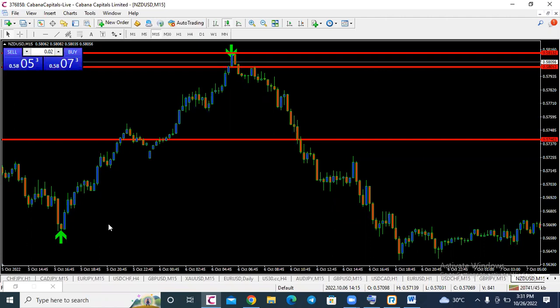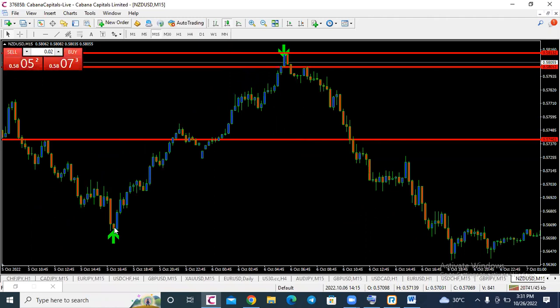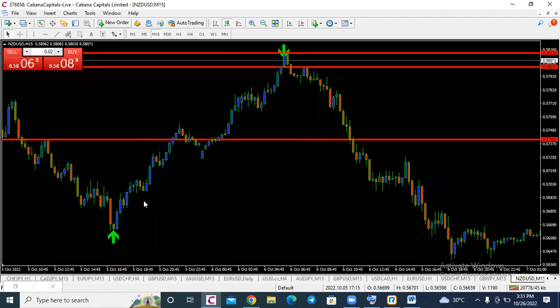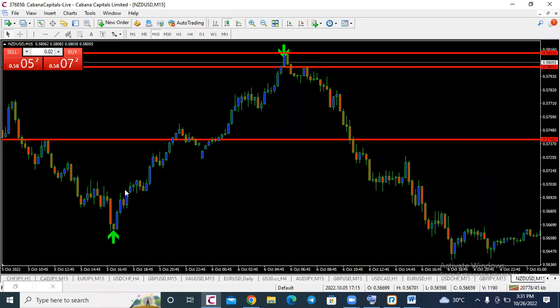Here is a valid example of a buy setup. You can see the arrow is below a candlestick. After the close of that candle, you execute a buy trade. Sorry, this is a buy signal, a valid buy signal. Let me show you more example.